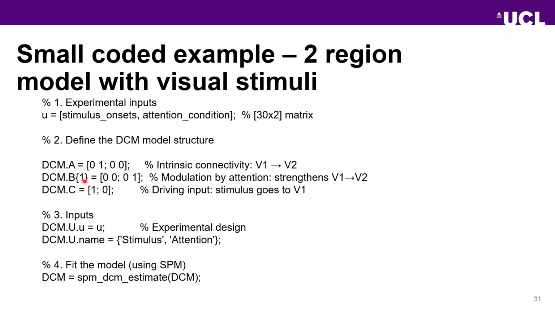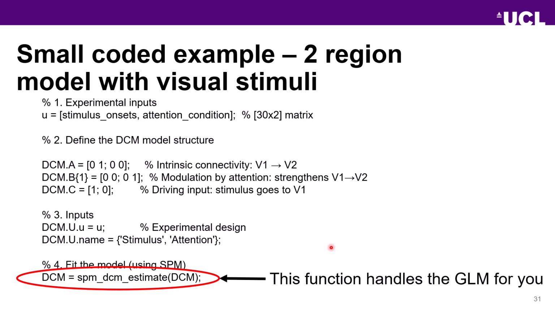And DCM uses a struct structure when you're programming, if you might be familiar with MATLAB. So you do DCM.A, .B, and .C, and .U, which is your data. And then you can fit it using this function called spm_dcm_estimate. And this will also handle your GLM for you. So there are a few other DCM functions within SPM, I think specifically for EEG and MEG, but this will vary depending on your use case and what you're using it for. But generically, you can use this function.